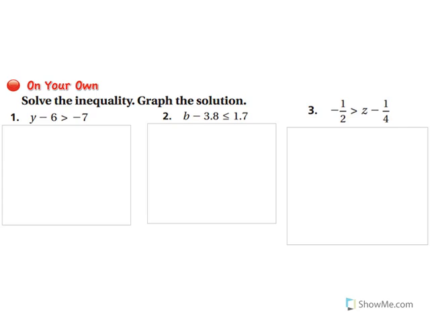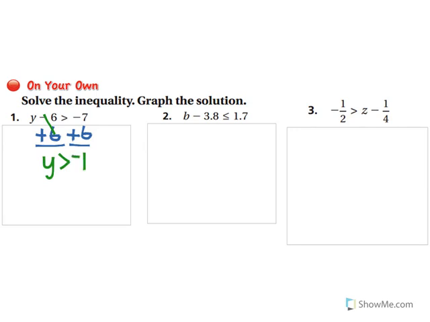So for number 1, we have y minus 6 is greater than negative 7. So since I'm subtracting 6, I'm going to add 6 to both sides. So plus 6 and plus 6 over here. The 6s on the left-hand side cancel out and leave us with y is greater than, and negative 7 plus 6 gets us negative 1.